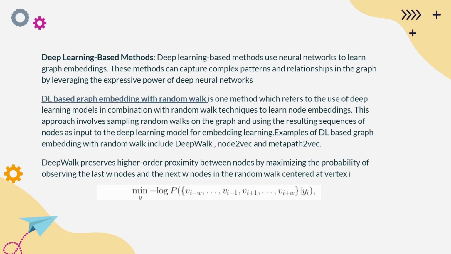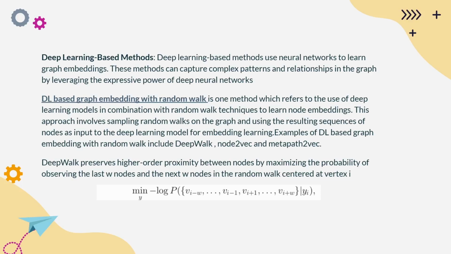Next, we shall see the deep learning based methods for generating graph embeddings. The deep learning based methods use neural networks to learn graph embeddings. These methods can capture complex patterns and relationships in graphs by leveraging the expressive power of deep neural networks. One of the two methods that can be used with deep learning involves the use of random walks. In this, we sample a random walk on the graph, and using the sequence of nodes obtained during that random walk, we feed it into a deep neural network and try to get the embedding.